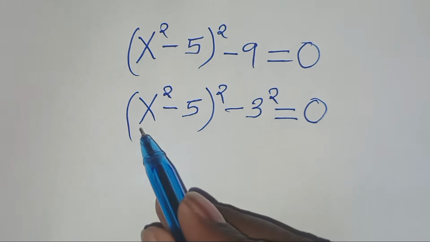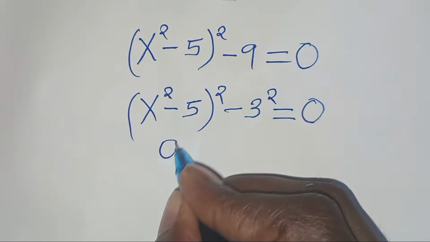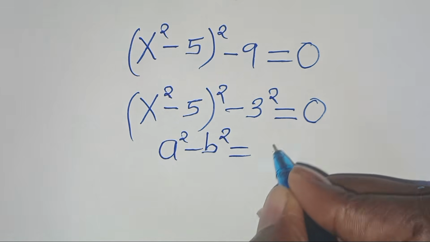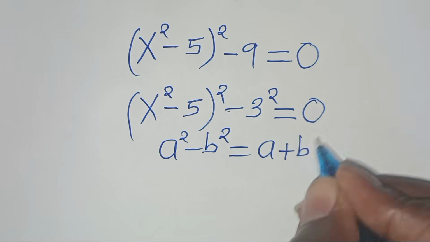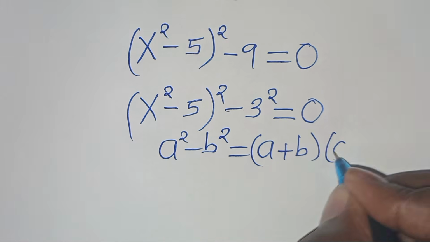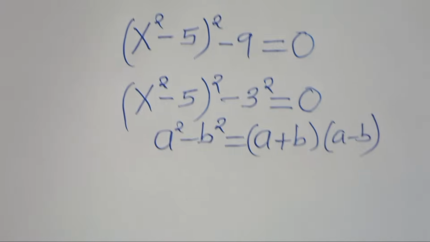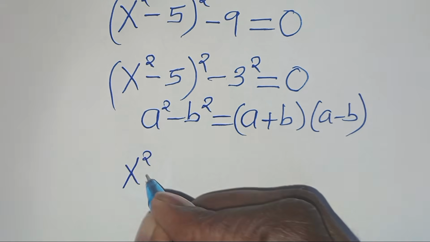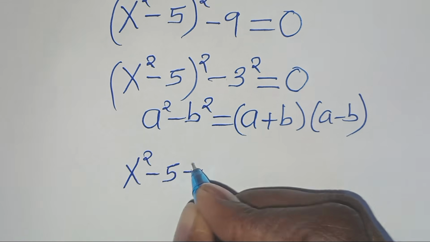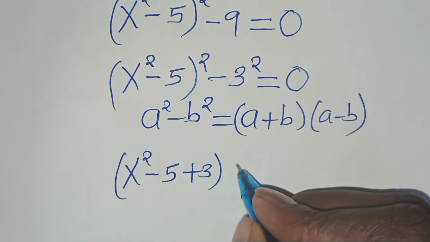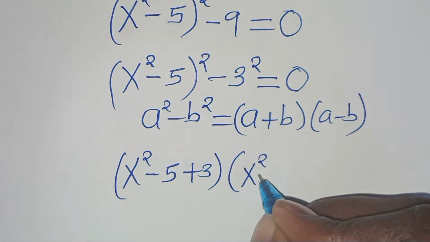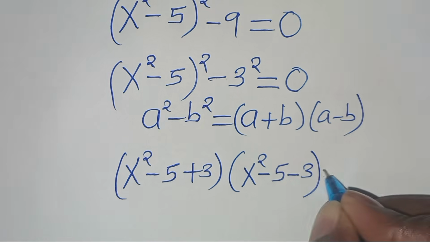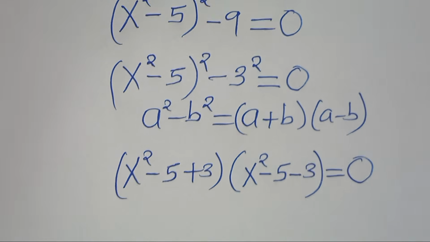So again, this equation is the difference of two perfect squares, expressed as a squared minus b squared, which we can express as a plus b multiplied by a subtract b. So we have x squared subtract 5 plus 3, multiplied by x to the power of 2 subtract 5 then subtract 3. This is equal to 0.